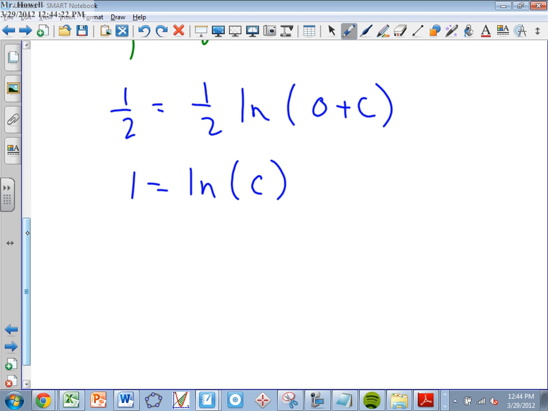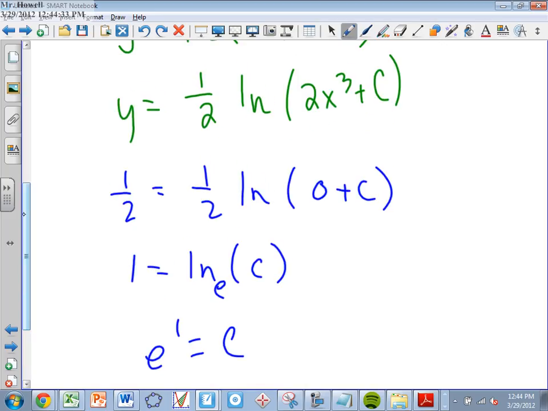Be careful. This is e. e to the 1 equals c in this case. But what did we have for our value e, guys? e over 2. So in this form here, if we solve for it by including the natural log in there, we're going to have to take into account that it's a different answer here.